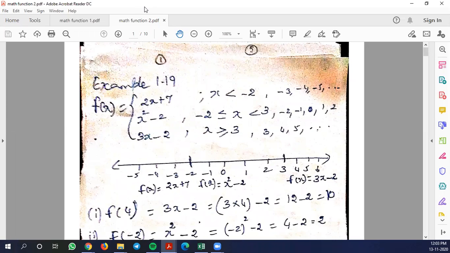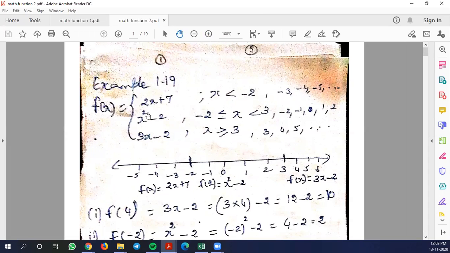If the function f from R to R is defined by f of x equal to 2x plus 7, x less than minus 2; x square minus 2, x lies between minus 2 and 3; and 3x minus 2 if x is greater than or equal to 3. So first of all, what we are going to do is list out the elements.